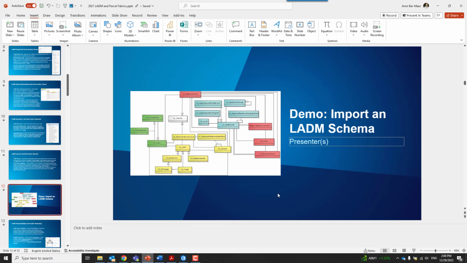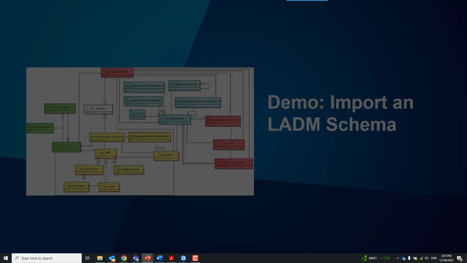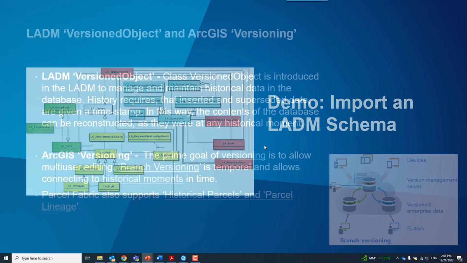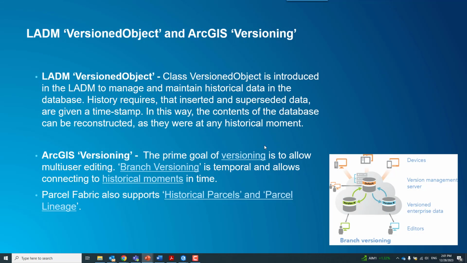So let's continue a bit with LADM. If you're still with me, you must be LADM diehards. So thank you. And we're going to move on. So LADM has a thing called version objects. We use a thing called versioning. What is a version object in LADM? A class version object is introduced in LADM to manage and maintain historical data in the database. History requires that inserted and subset data, timestamp, and so on. Okay, so in ArcGIS we have this and much more.